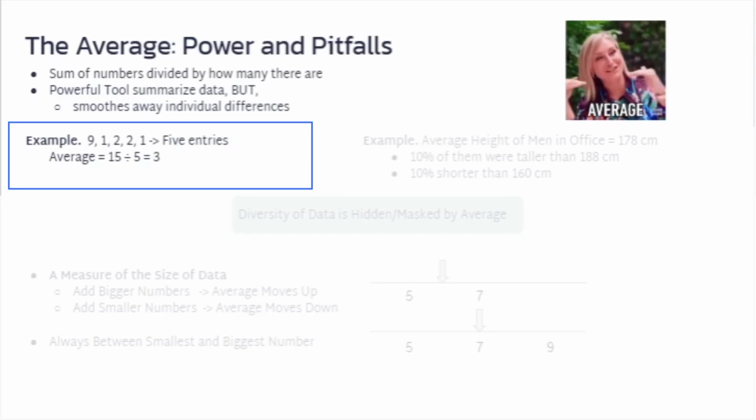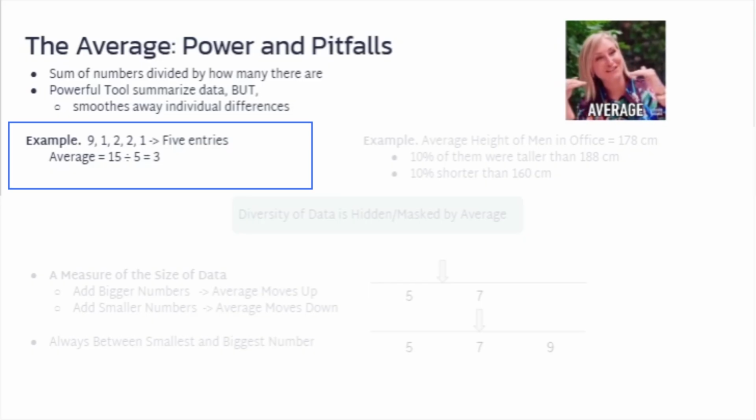9 plus 1 is 10. You add another 2, then another 2, it's 14, and then 1, which is 15. So that's the sum of the entries, and then you divide by the number of entries, which is 5. There are 5 numbers, so 15 divided by 5, you have the average 3.